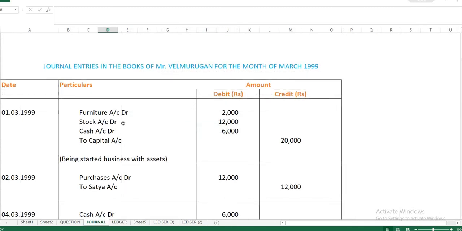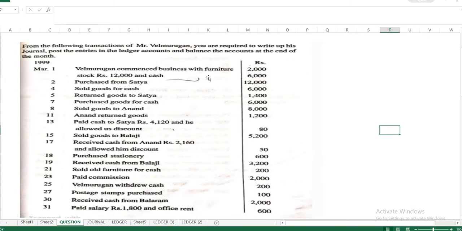So if you see the first day journal entry on March 1st, 1999, furniture account, stock account, cash account to capital account. This is our journal entry. Okay, so the question is this one. Vale Murugan commenced business with furniture rupees 2000, stock with rupees 12,000, and cash with rupees 6,000. So he has brought furniture, stock, and cash to his business.